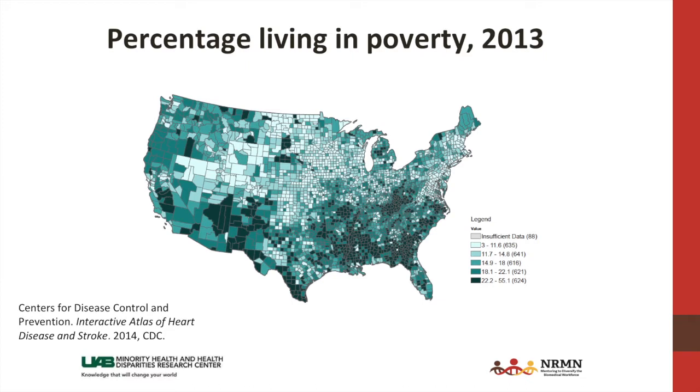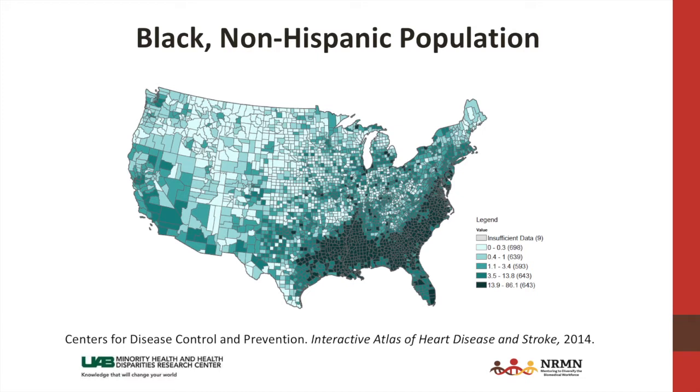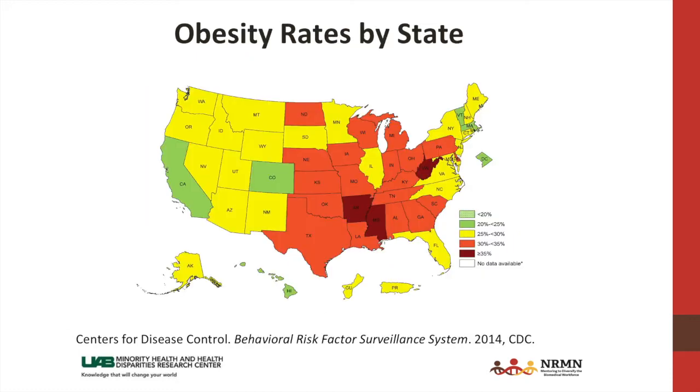So from this map of the United States developed by CDC, we can see that there are a large number of people that live in poverty in the South. Also, in the South of the United States, there are more than 50% of African Americans and a large increasing Hispanic population. The darker colors are the greater percentage of the African American population.